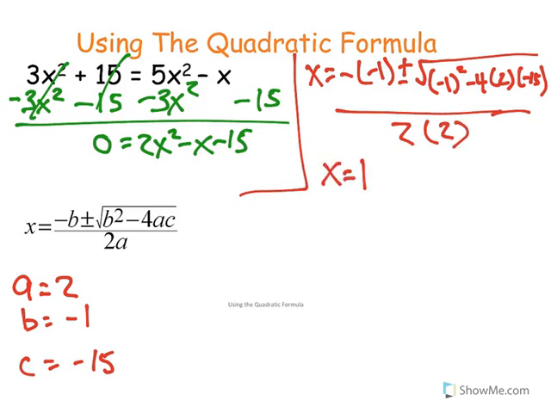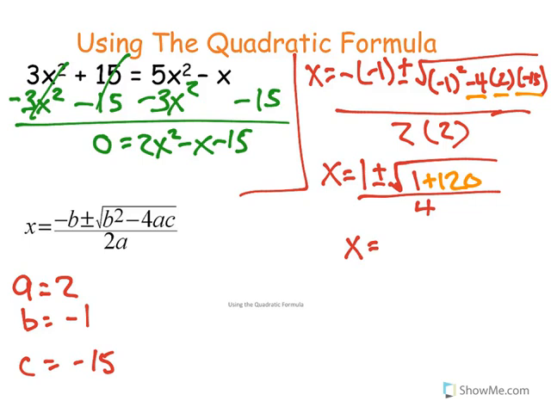So negative 1 is positive 1, plus minus square root of, now the negative 1 squared is 1. And again, let's be really careful about this part. Negative 4 times 2 is negative 8. Negative 8 times negative 15 is positive 120. So that's what goes inside the radical next to the 1. And this whole thing is going to be divided by 4.